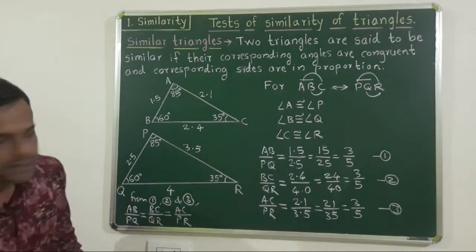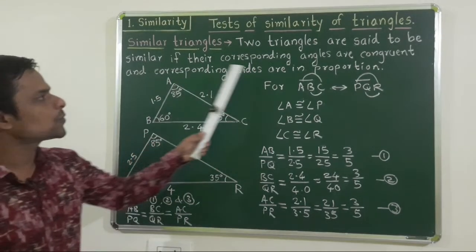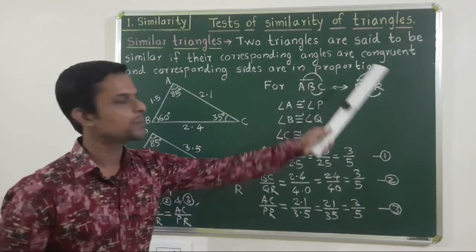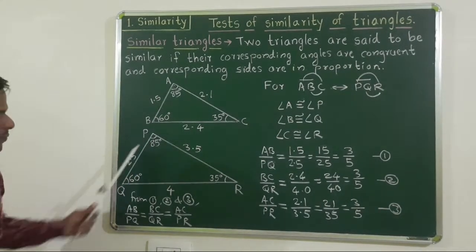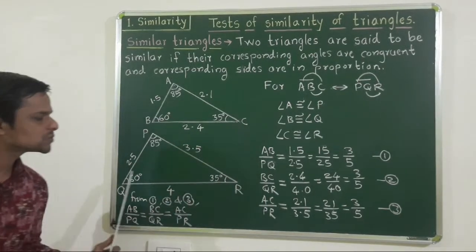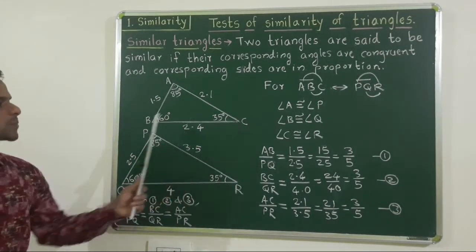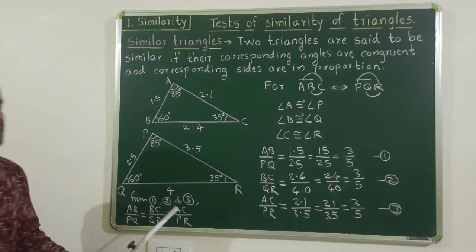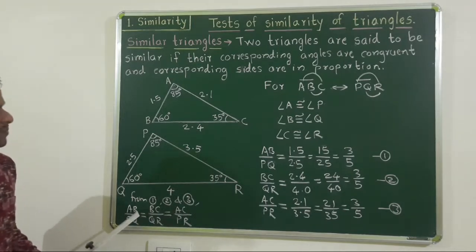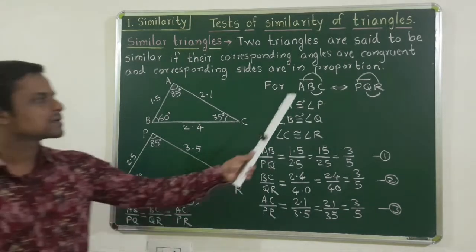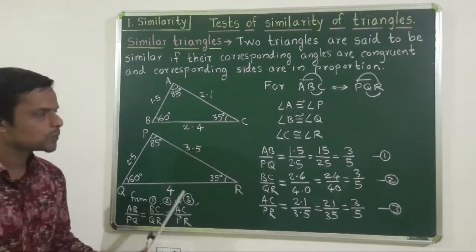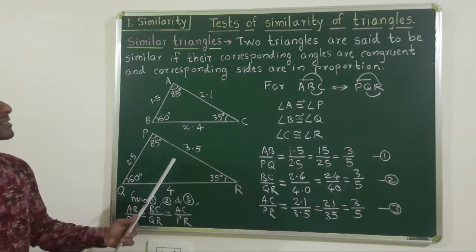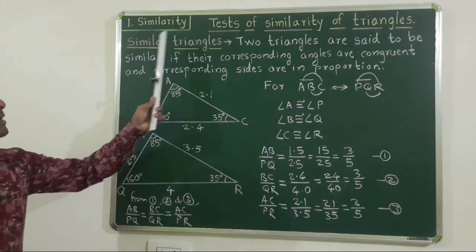What does it mean? It means corresponding sides are in proportion. AB corresponds to PQ, BC corresponds to QR and AC corresponds to PR, and the ratios of these sides are same. Means corresponding sides are in proportion. Corresponding angles are congruent and corresponding sides are in proportion. Hence these two triangles are said to be similar triangles.